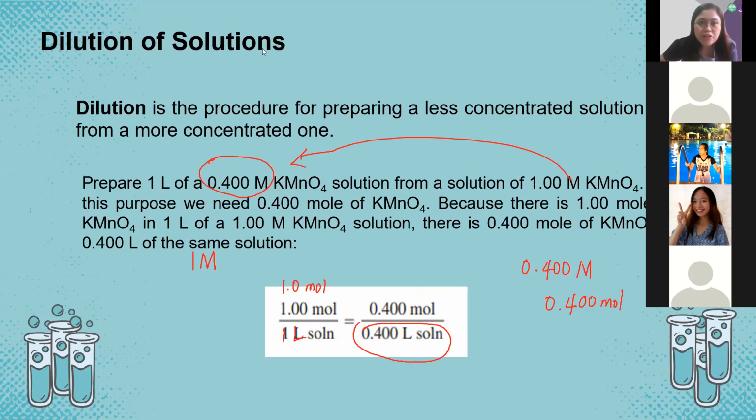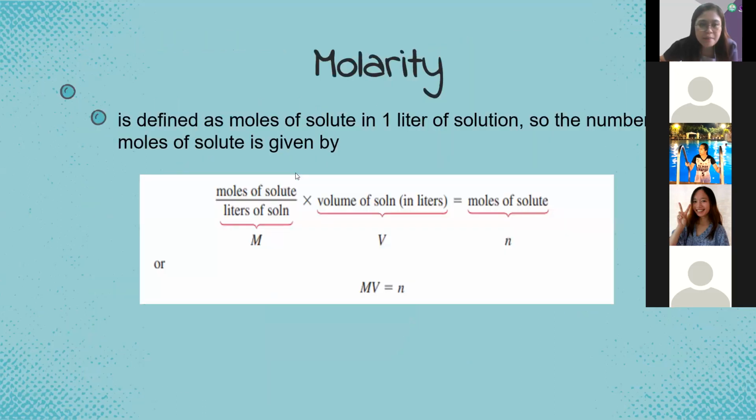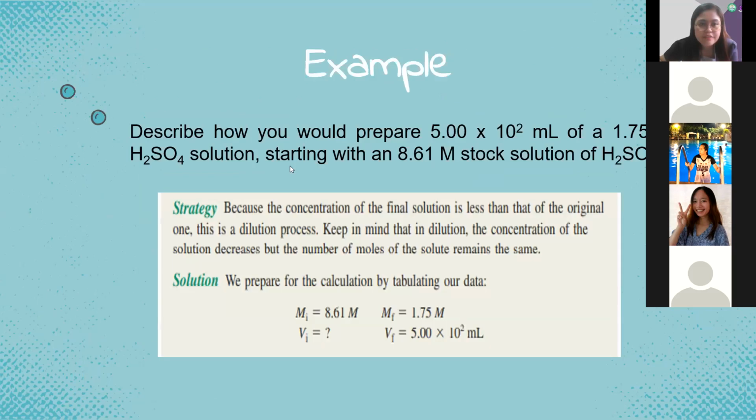So bigyan ko kayo ng more specific na example. Wait lang ha. Balikan ko yan later. I think I have it here. So we have, describe how you would prepare 5.00 times 10 raised to the power of 2 ml of a 1.75 molar sulfuric acid solution starting with an 8.61 M stock solution of sulfuric acid.